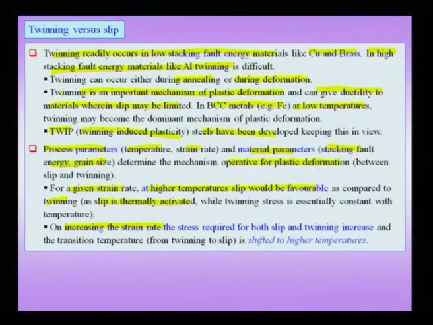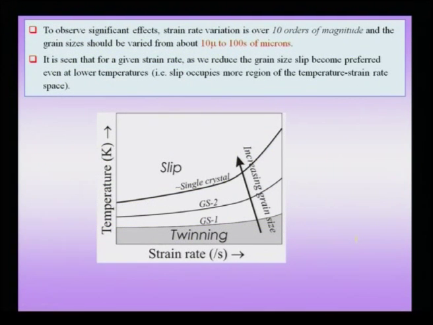On increasing the strain rate, which means that there is less time for thermal activation, the stress required for both slip and twinning increases, but the transition temperature from slip to twinning is shifted to higher temperatures. So we will see this effect as a graph below, and here I am talking about strain rate variations of about 10 orders of magnitude. That means the strain rate is not merely from 1 per second to 2 per second, it is an orders of magnitude variation in strain rate that I have to make so that I can actually see a transition from slip to twinning.